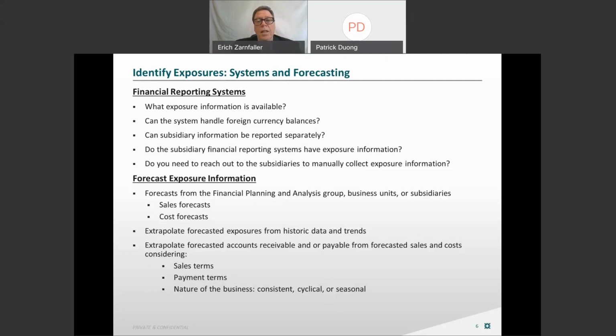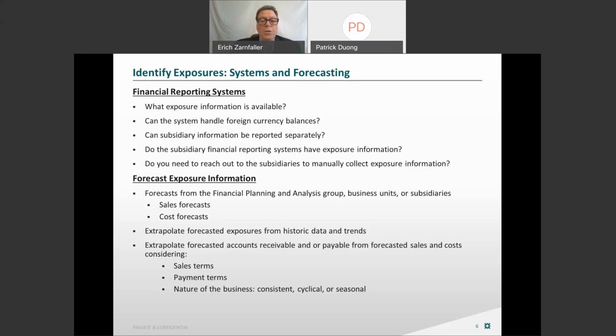In the next section of the slide, we cover where forecast exposure information can be found and how exposures can be forecasted. There may be forecasts from the financial planning and analysis group, business units, and foreign subsidiaries, where you can ask for sales forecasts and cost forecasts. You can even ask for forecasts of the payable and receivable balances if these are not available. You could extrapolate forecasted exposures from historic data and trends. Or you can extrapolate forecasted accounts receivable or payable from forecasted sales and cost data.